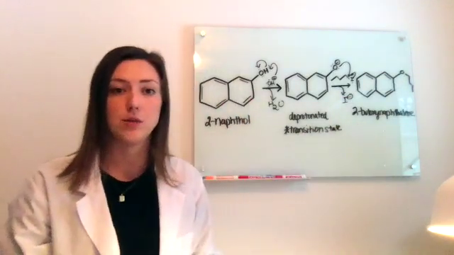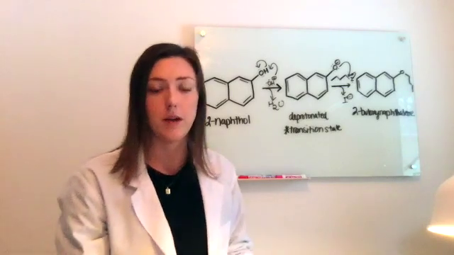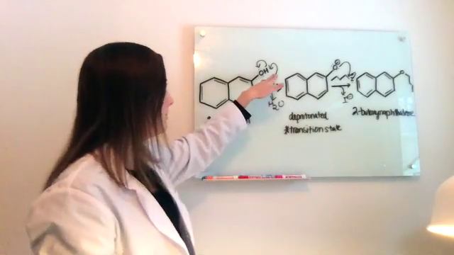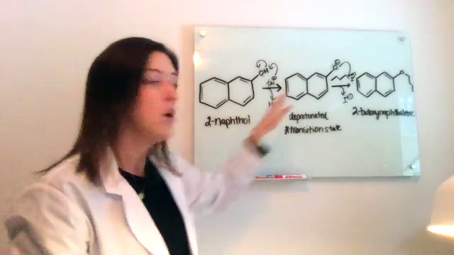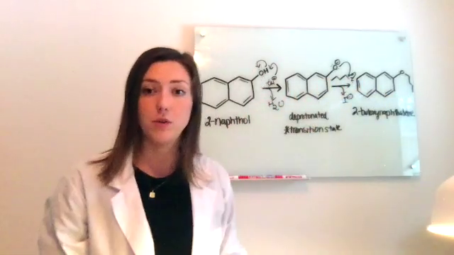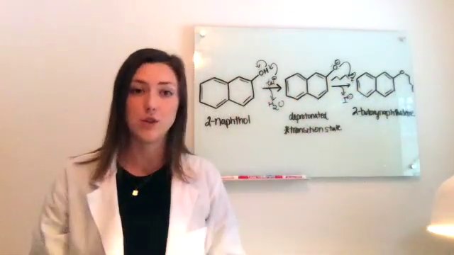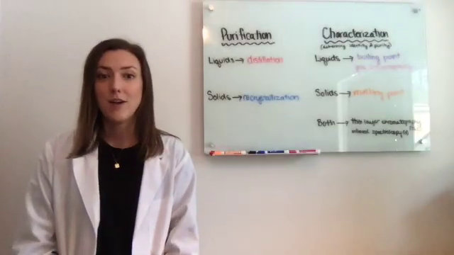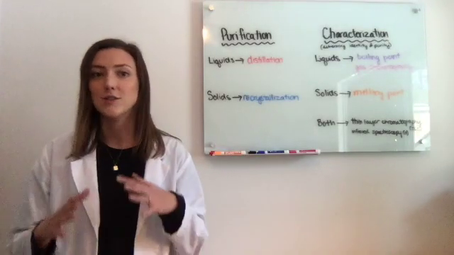This is called a substitution mechanism because, as you can probably now see, we have essentially substituted the proton on 2-naphthol with the butane from 1-iodobutane to give us our final product of 2-butoxynaphthalene. So by now I'm sure you're thinking, oh my gosh, this is so fun and exciting.